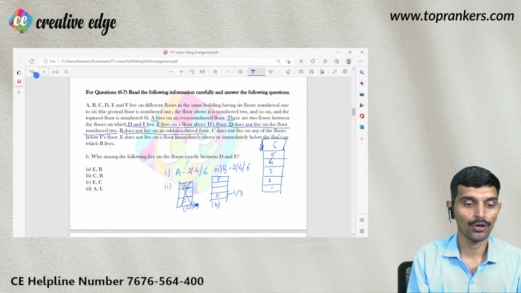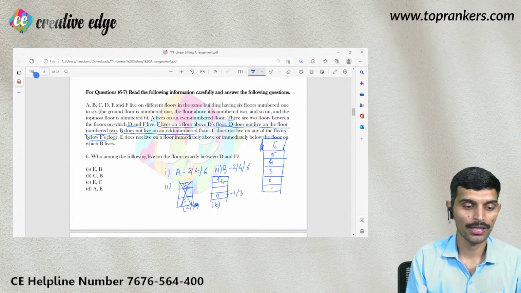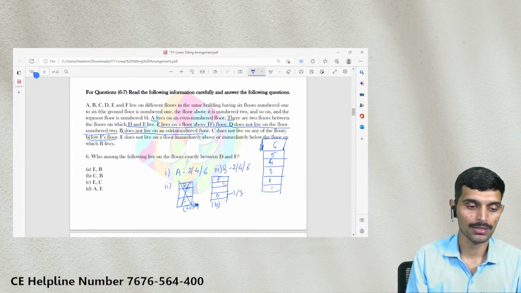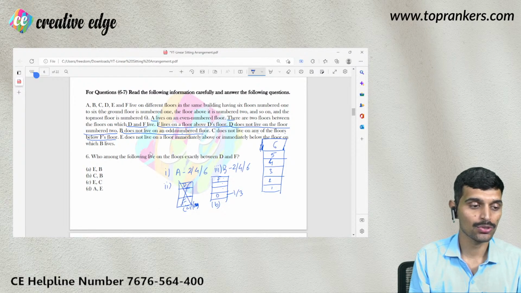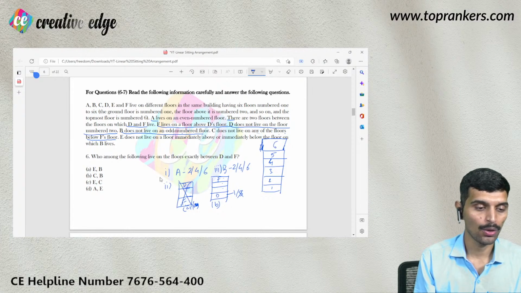C does not live on any floor below F. So C does not live on any floor below F. So C must live on a floor above F. So if D is at 3, this will be 4, this will be 5, this will be 6. So D has to live on floor number 1. Now we can develop the structure.